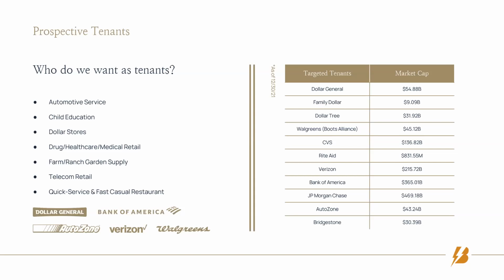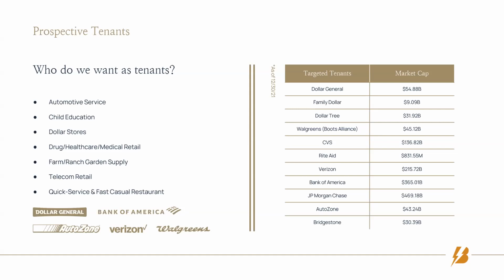You have your farm, ranch, and garden supply. That could be your Home Depot, Lowe's. Your telecom could be your Verizon, your AT&T type store, and even QSR could be considered as well. That's when you have your freestanding Pizza Hut, your Burger King, things like that.